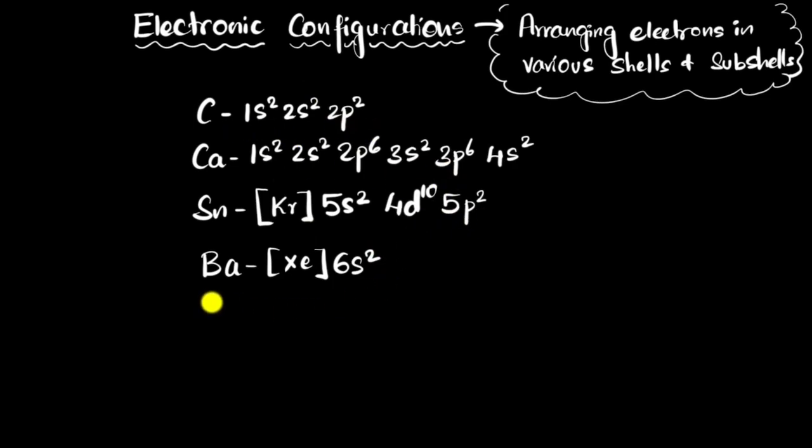Well, by the end of this video, we would have learned a cool way to actually write the electronic configuration of any element just by looking at the periodic table. So if you're excited, let's begin.